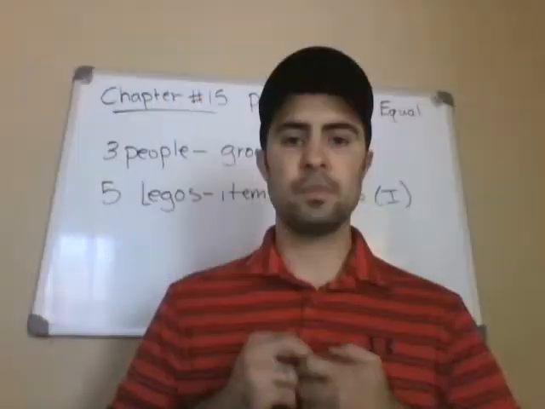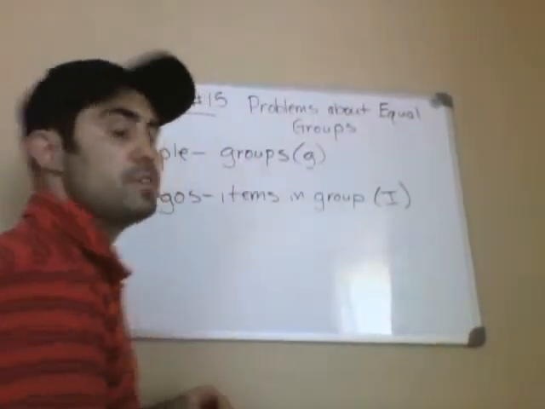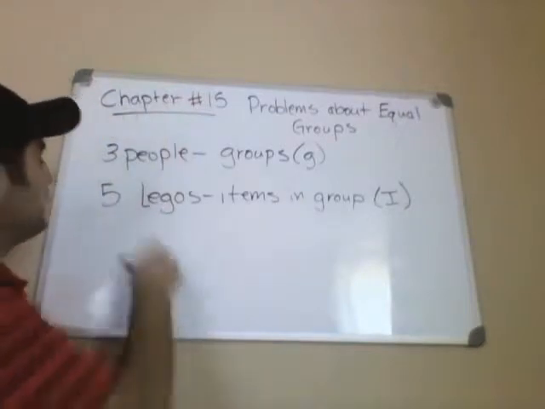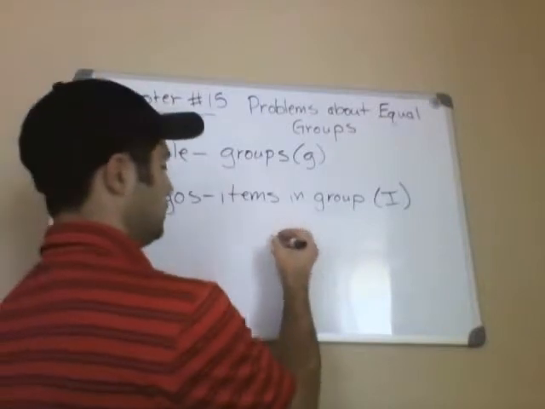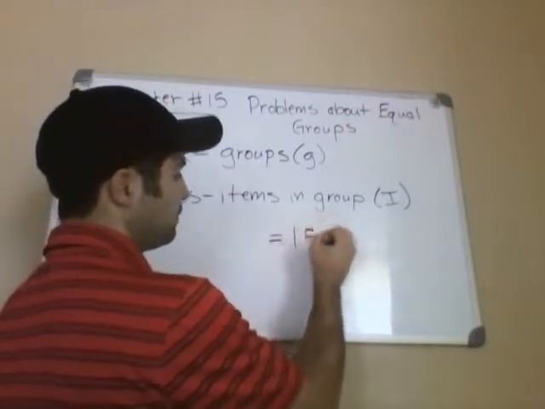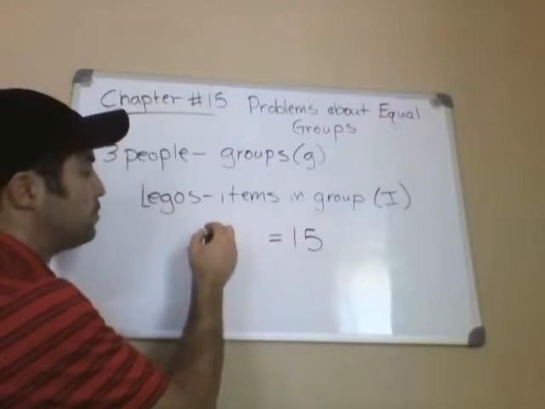Let's do a couple more problems. Alright, let's do a little algebra. Let's go backwards. So say we didn't know that we needed 5 Legos for each group. Okay? We know that there are 15 total Legos. We know that there are 3 people.